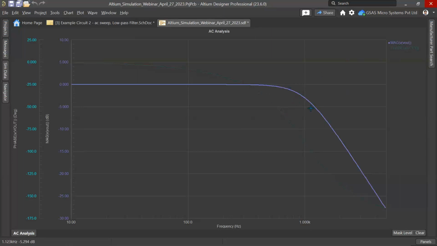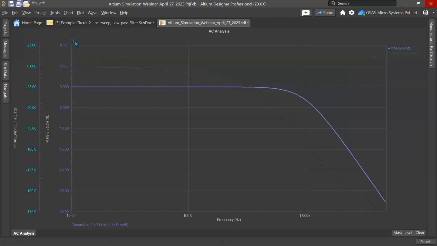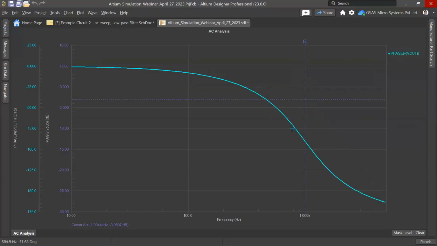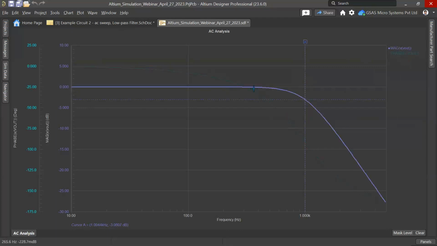This needs to be looking fine. We have designed this filter for a cutoff frequency of 1 kilohertz. Let us see 1 kilohertz. We have the 1 kilohertz at this point. And you can see here when the phase is getting decreased, the magnitude is getting decreased. I think we can say it's been satisfied.